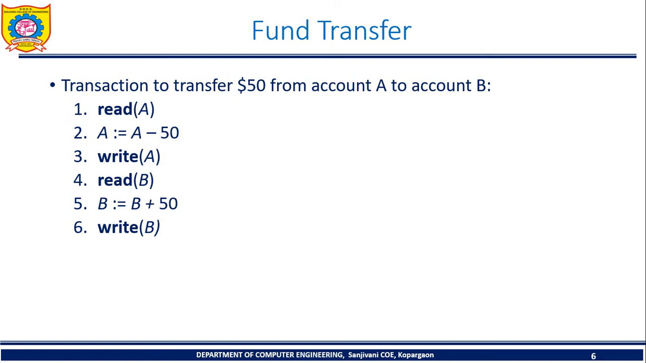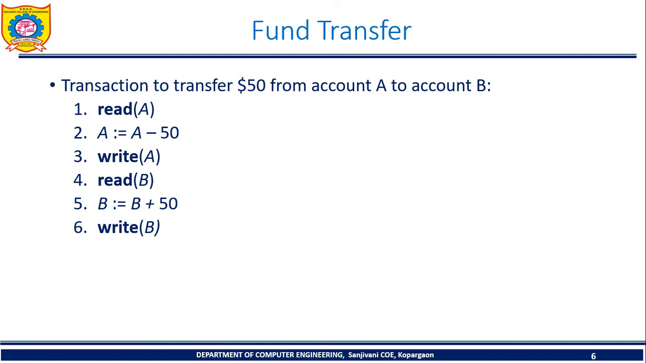The first operation is read A. It means we are going to read the balance of account A. Then we are going to deduct $50 from account A. Then the third operation, write A. Then we are going to read the balance of account B. Then we are going to credit $50 in account B, and then write the account balance of account B. Now there are 6 operations in one transaction, fund transfer: transfer $50 from account A to account B.